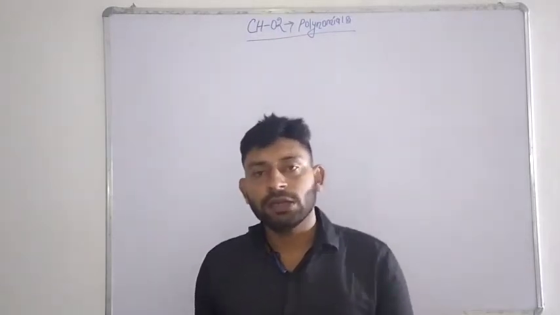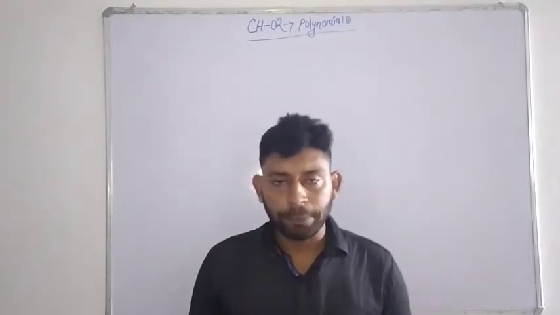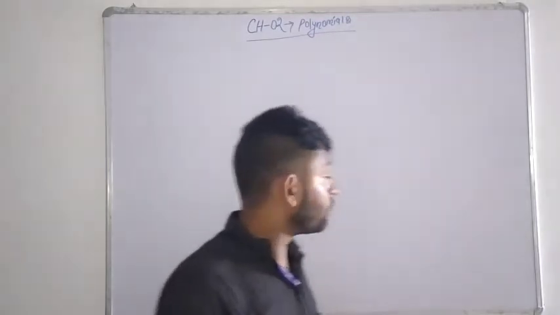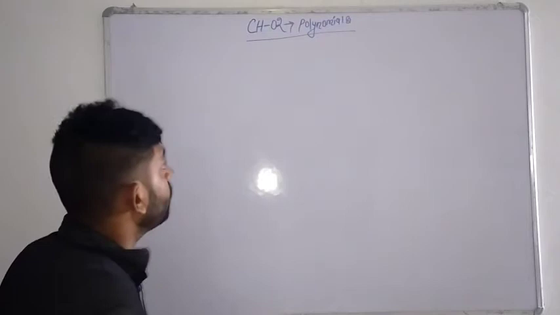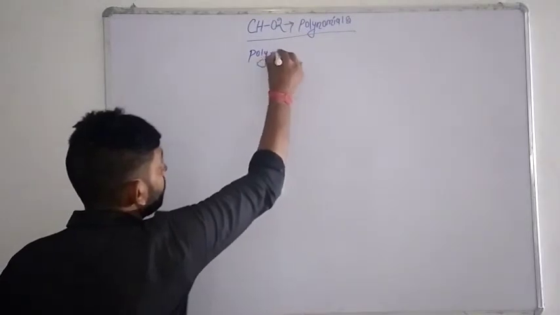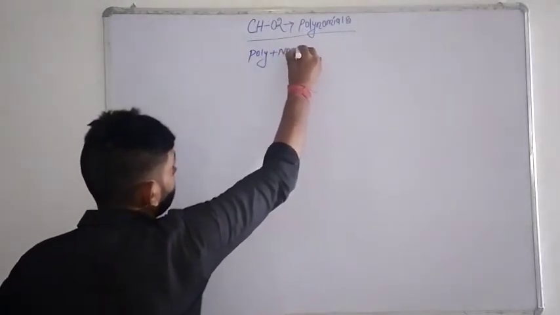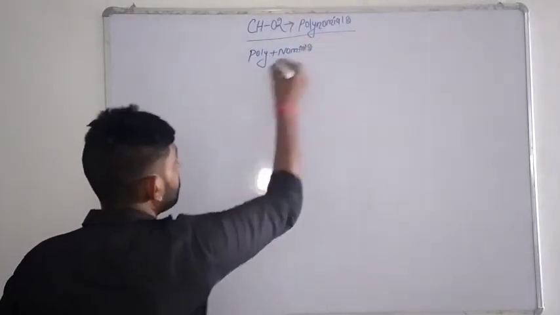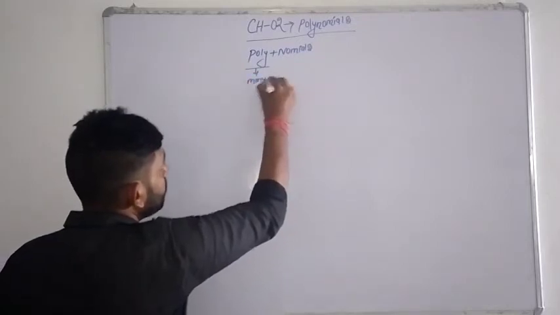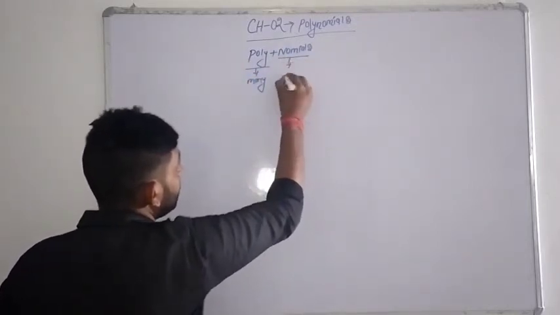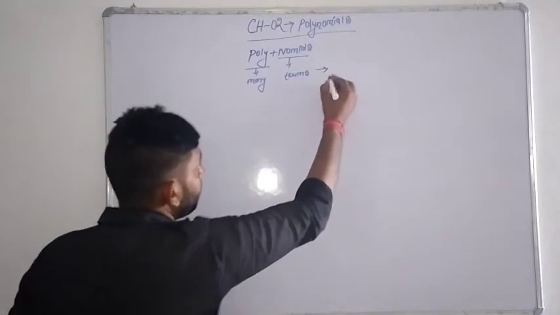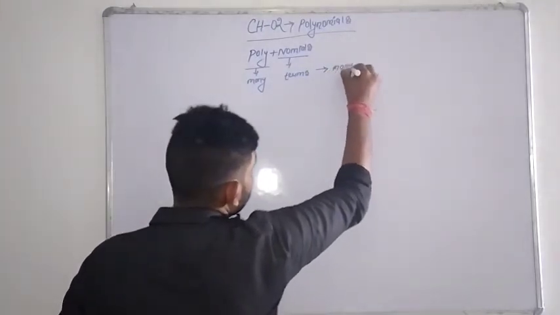In this video, we are discussing class 9, chapter 2, polynomial. So let's start. Here, first of all, polynomial: poly plus nomial. Now, the term poly means many and the term nomial means term. That means polynomial means many terms.